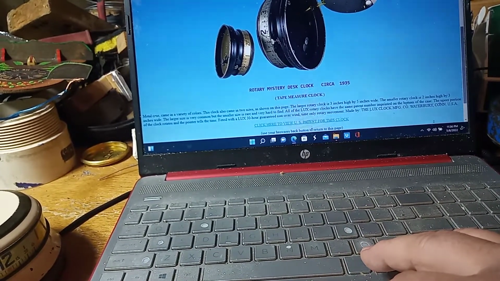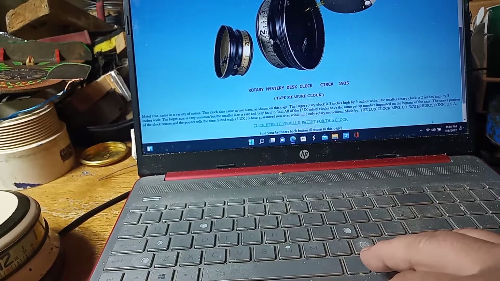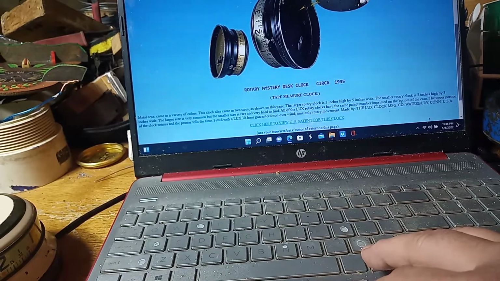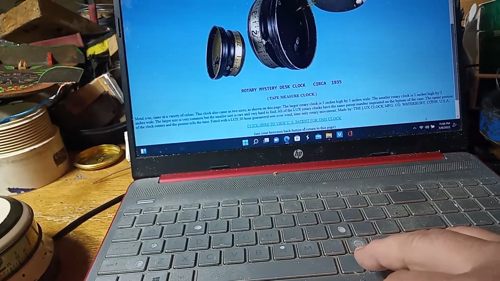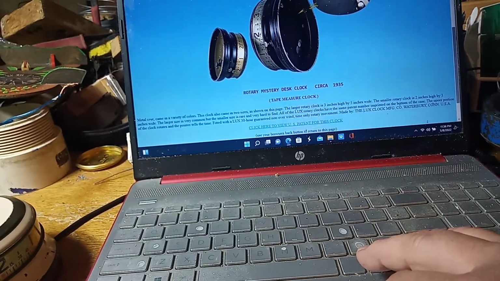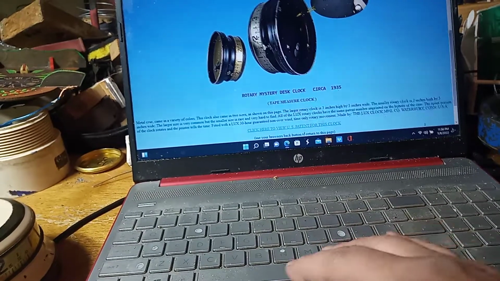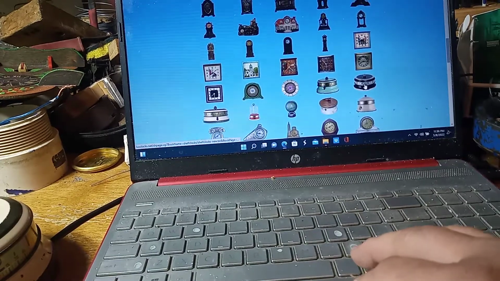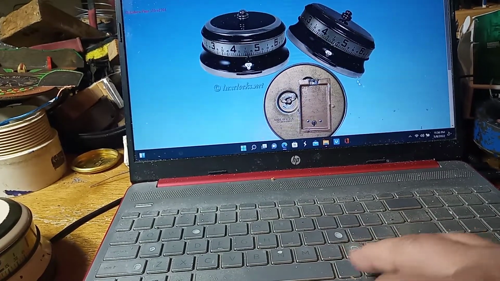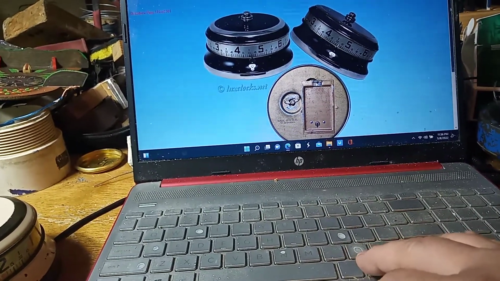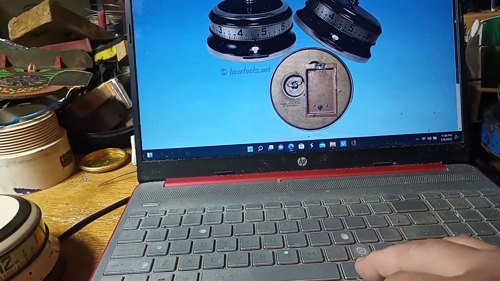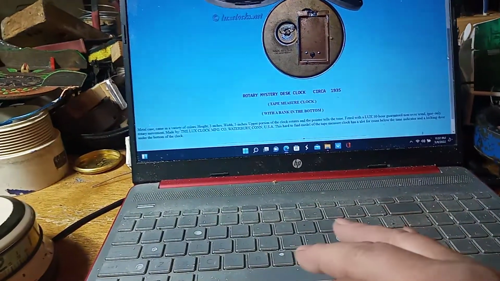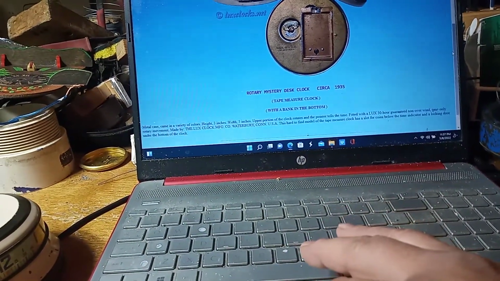Fitted with a Lux 30-hour guaranteed non-overwind time only rotary movement made by the Lux Clock Manufacturing Company, Waterbury, Connecticut, USA. And if I go back, they also made this clock, which is a bank. Rotary Mystery Desk Clock, circa 1935. Tape measure clock with a bank in the bottom.